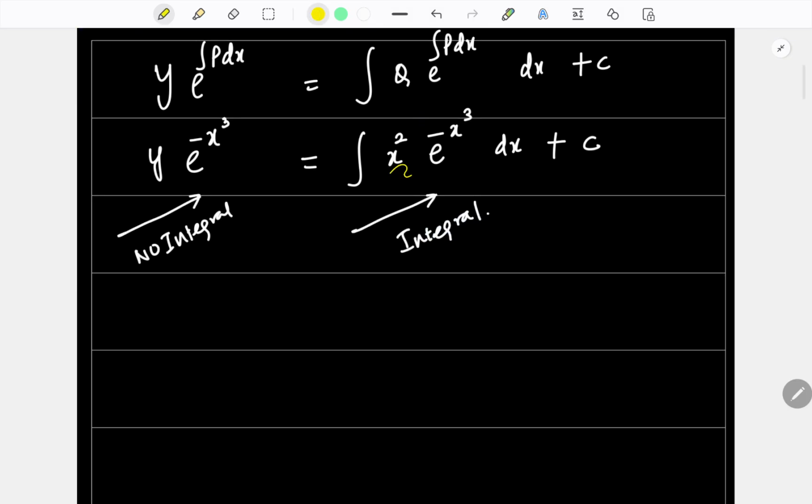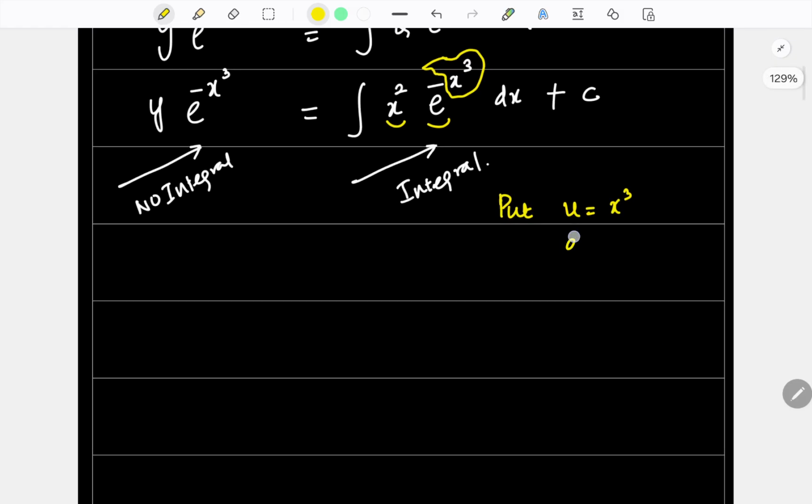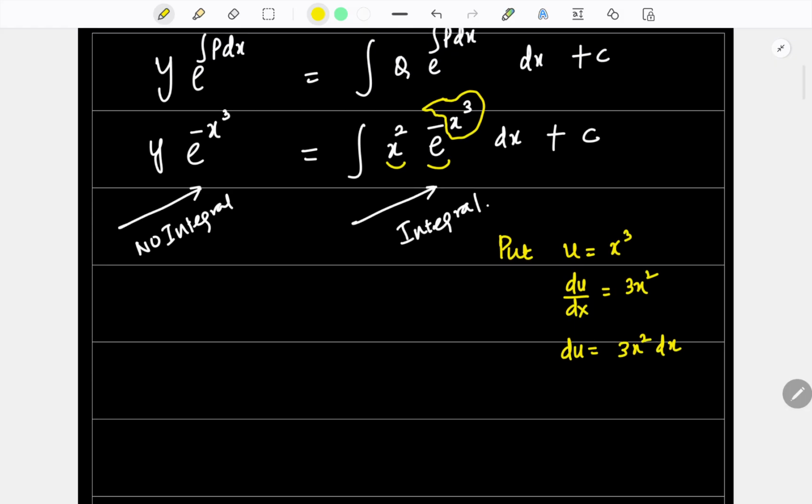Now there is a product and this x cube is giving a problem, right? So I'm going to put u is equal to x cube, substitution method. So du by dx is equal to what? 3x square. So du is equal to 3x square dx. What is substitution method? Converting everything in terms of u. That is the idea.